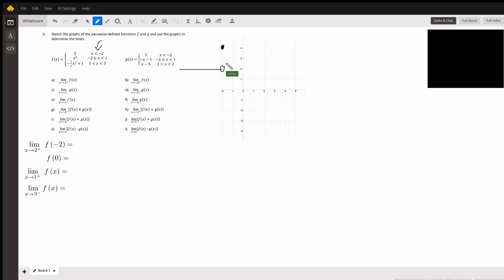Using a parabola and just the understanding of how parabolas look, it's going to look something like this, and it's going to continue until x equals 1. At x equals 1, x squared is no longer actually the function because there's no equal sign here. So we leave a big old circle to make it clear to everyone.